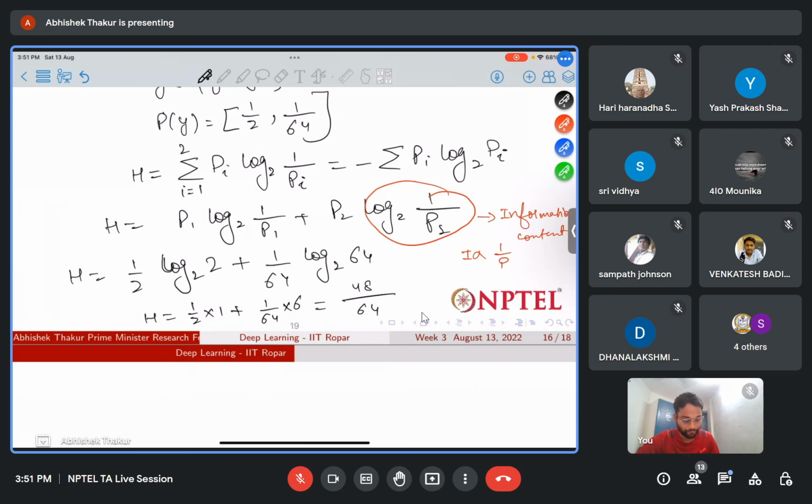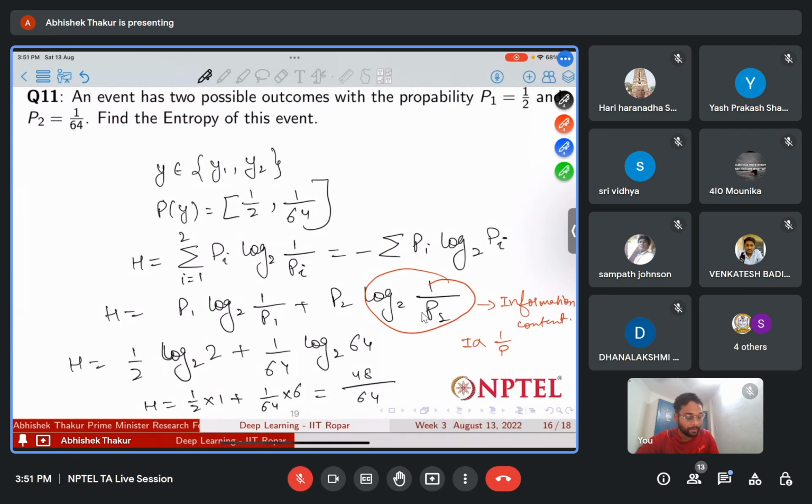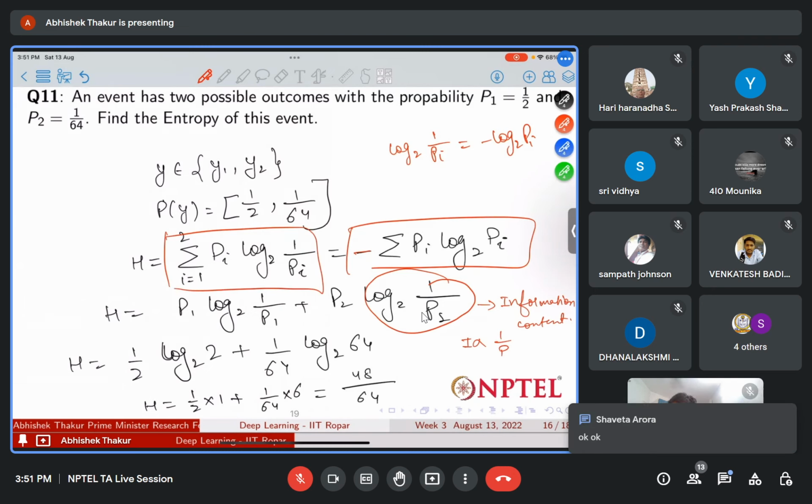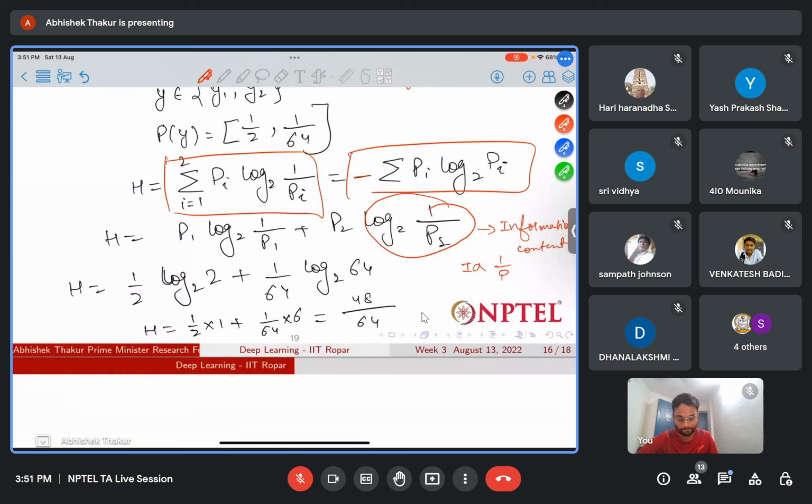It will be P log 1 by Pi, but that can also be written as minus log 2 Pi, because we know that log 2 1 by Pi is equal to minus log 2 Pi. So you can use either formula.